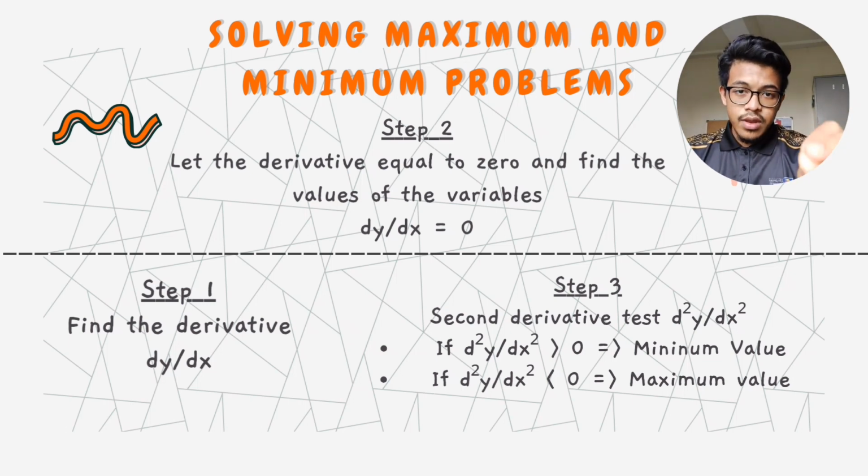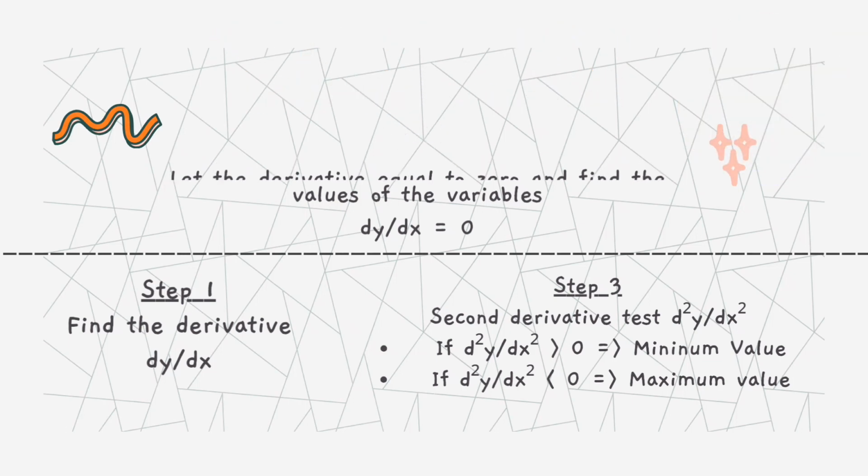If d2y over dx2 is greater than 0, that means it is a minimum value. When d2y over dx2 is less than 0, that means it is a maximum value.